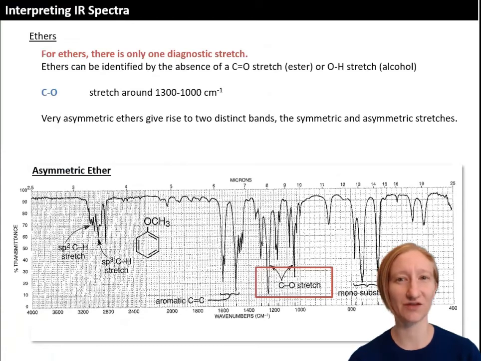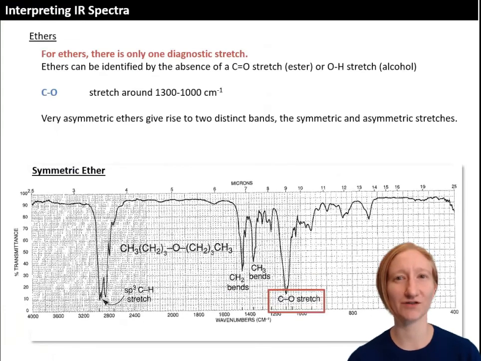Very symmetric ethers will give rise to two distinct bands, and this is because there's a symmetric stretching mode and an asymmetric stretching mode. For ethers that are highly symmetric, meaning the two organic groups bound to the oxygen are the same, then there's only one CO stretching mode, because now only one mode changes the dipole moment of the molecule.